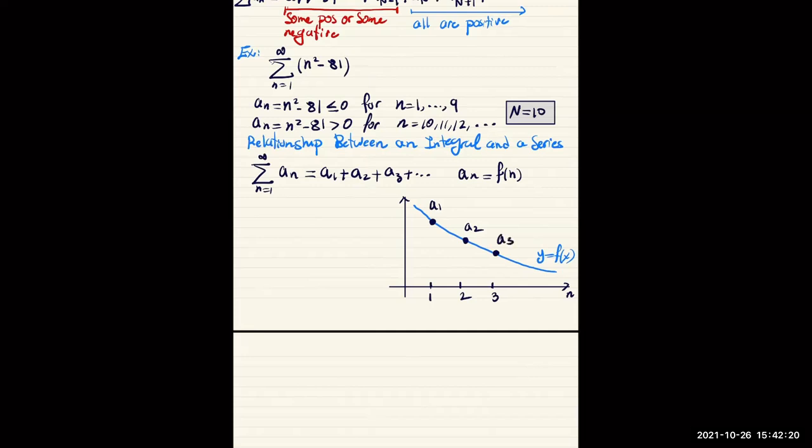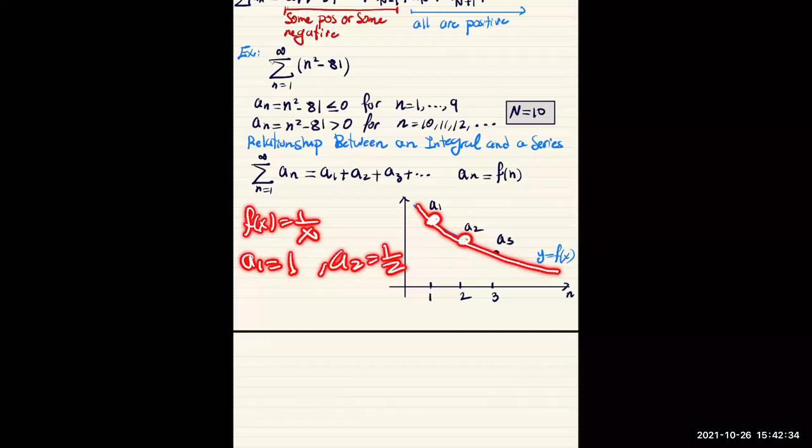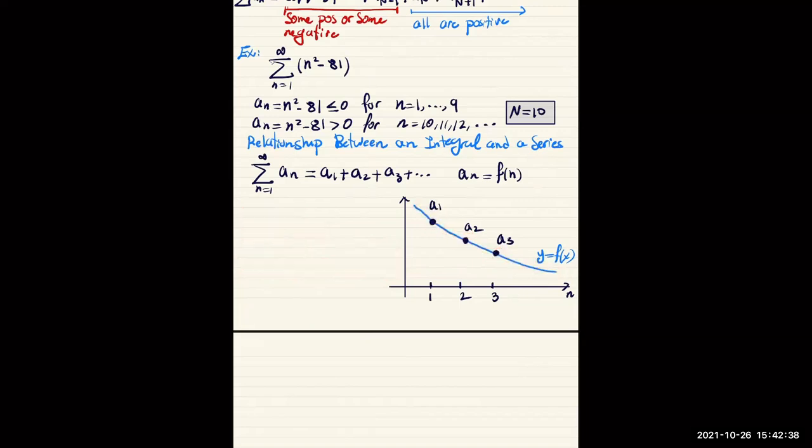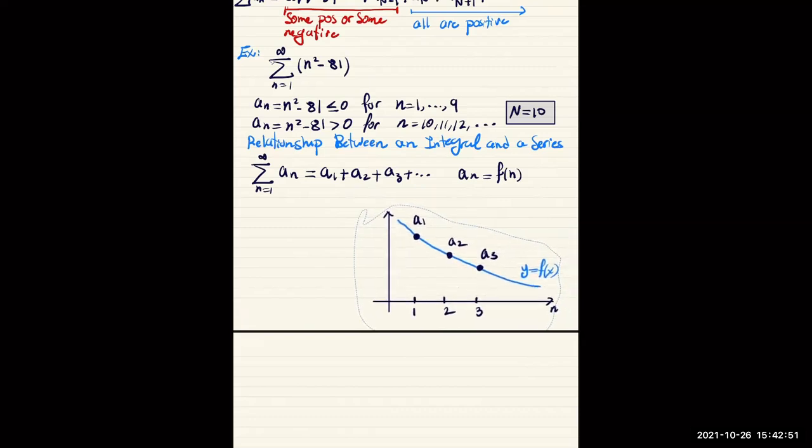Okay, so if the graph is 1 over x, this is the graph of 1 over x, then a1, which is 1, would be this point. A2 equal to 1/2 would be this point. This would be 1/3. We would have 1/4 and so on. I hope you can picture that. Okay, so now let's look at the relationship between the sequence and the integral.